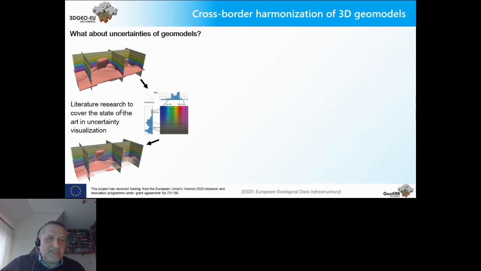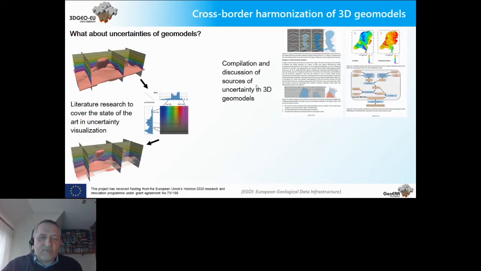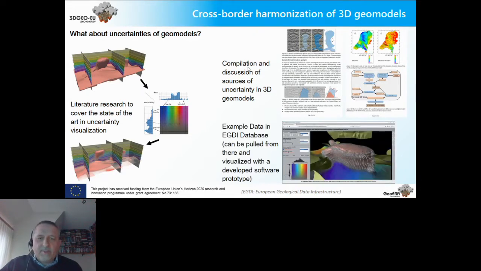So in the project, we did research to cover the state of the art in uncertainty visualization. That was right at the beginning. Then we also compiled and discussed what the sources of uncertainty in 3D models are. Here, the partners from the pilot areas could bring in their expertise and experiences, and then we compiled it into this comprehensive report. Also, the partners compiled some example data. They put it into the European Geological Data Infrastructure Database, the EGDI, so the models could be pulled from there. And if you want to test visualization, you can use a software prototype that was developed in the project.